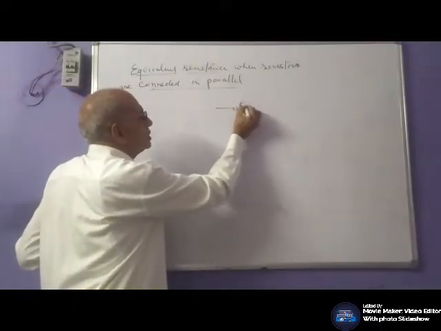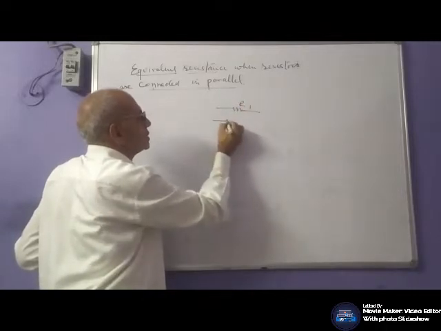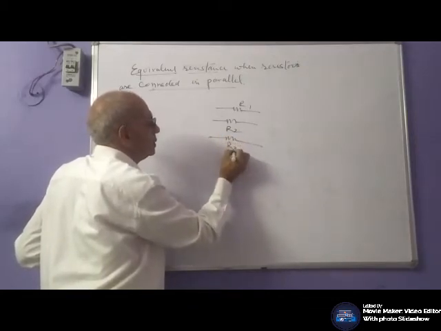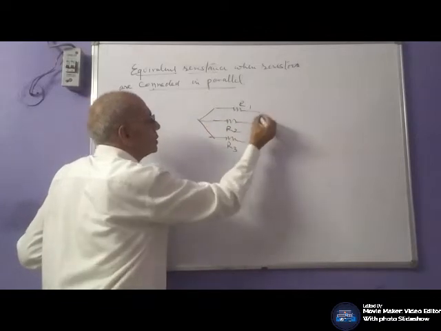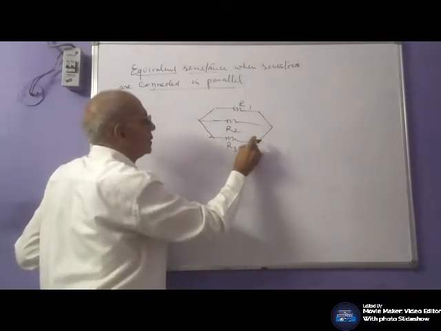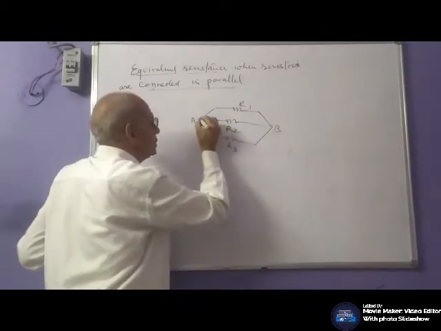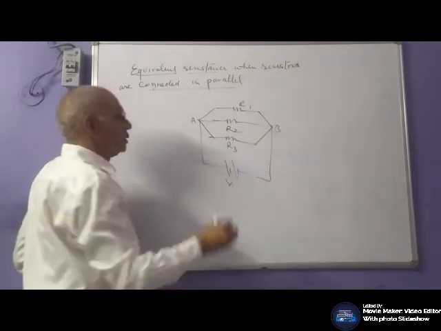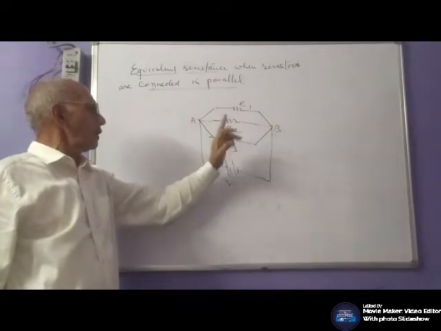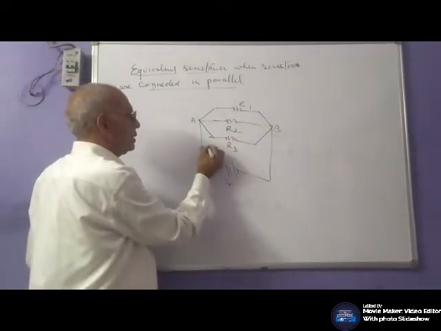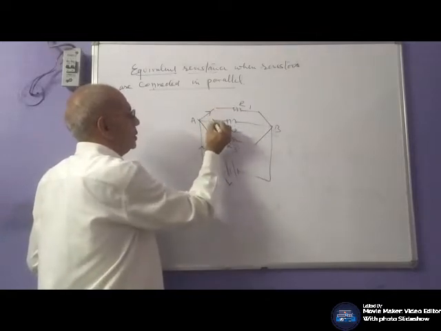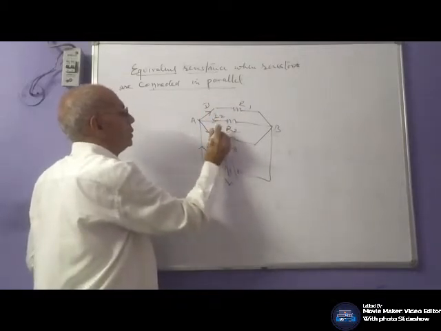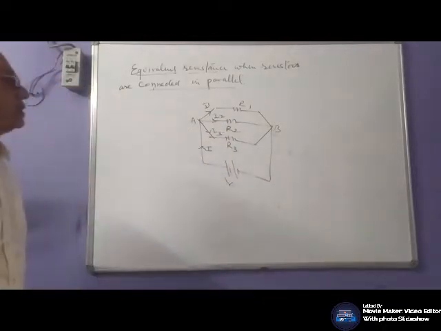For the sake of simplicity, take three resistors, connect them in parallel between two points A and B. This is the potential difference or battery V. So V remains the same across R1, R2, R3, but the current changes. Say I1, I2, I3. So this is the circuit for resistors in parallel.